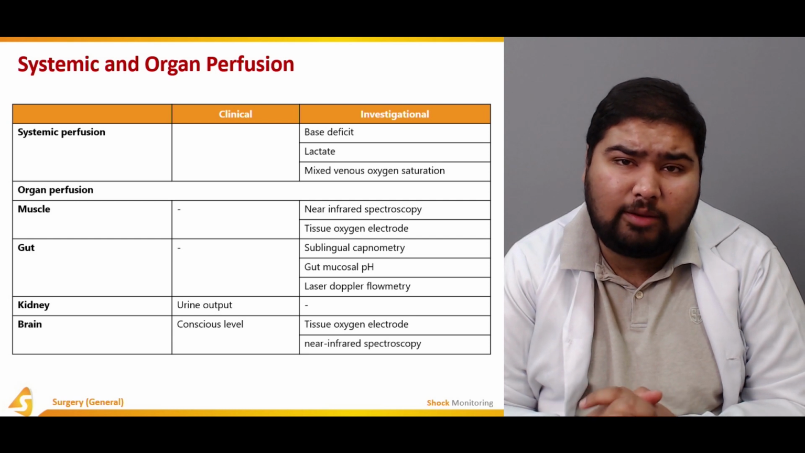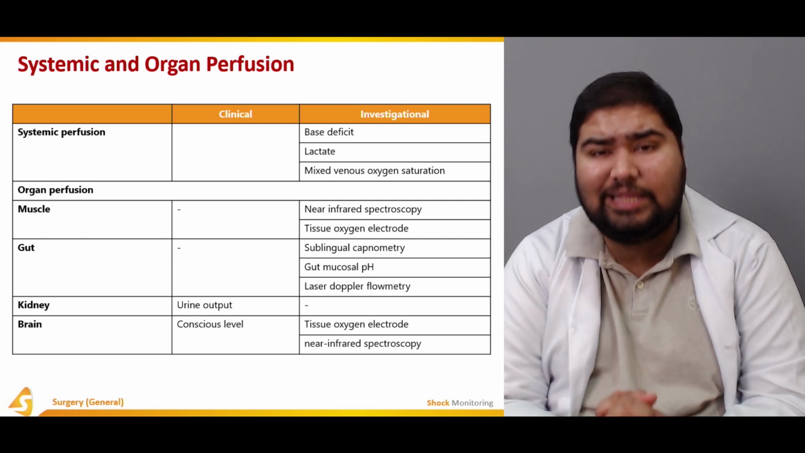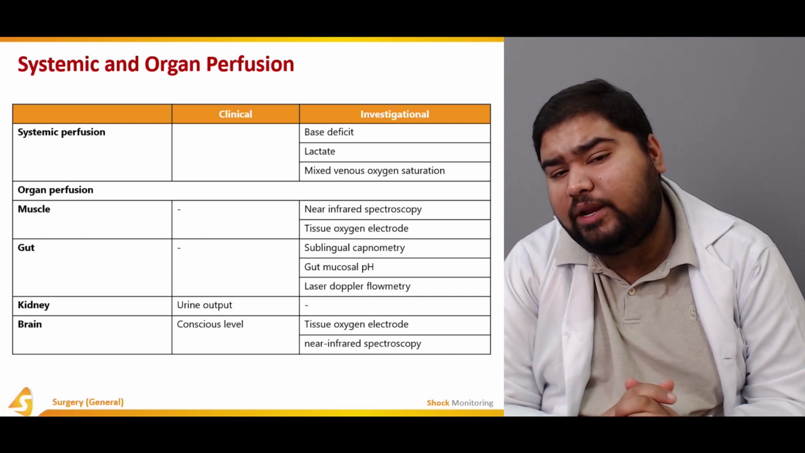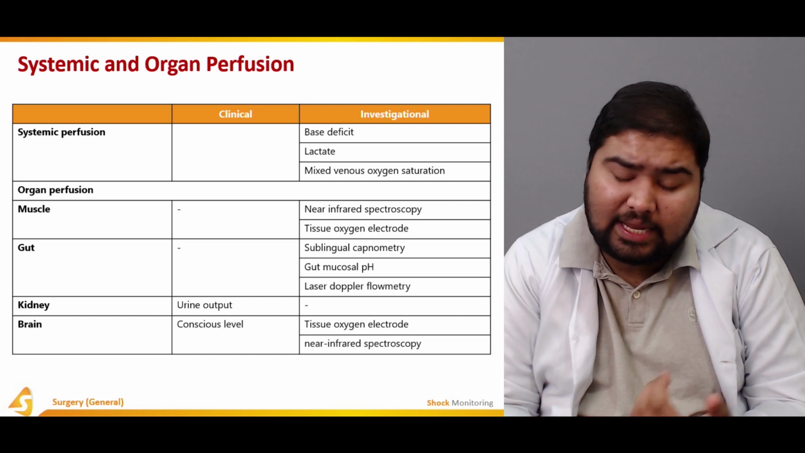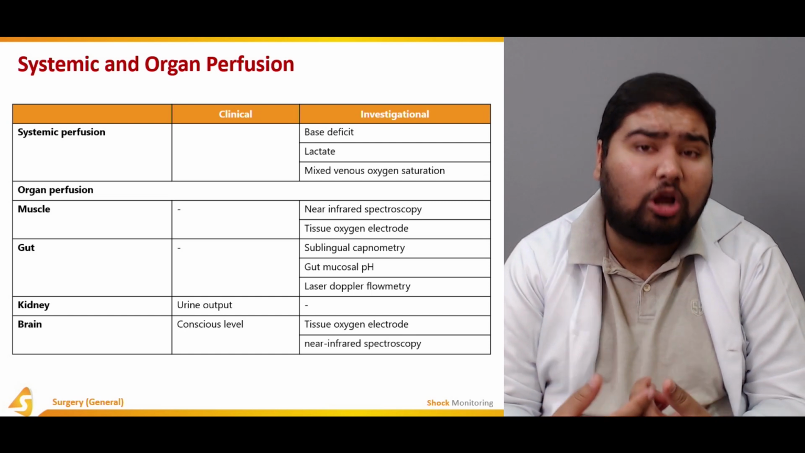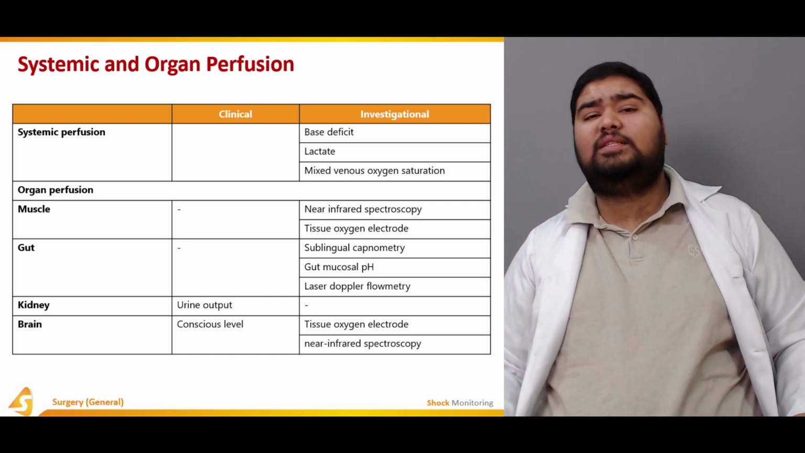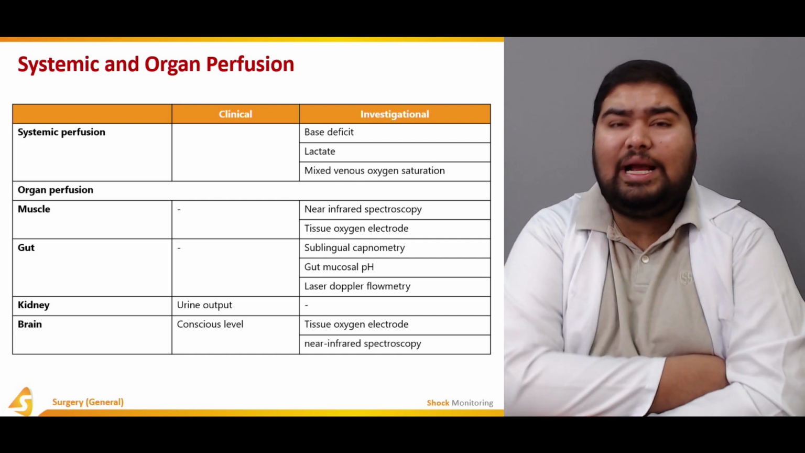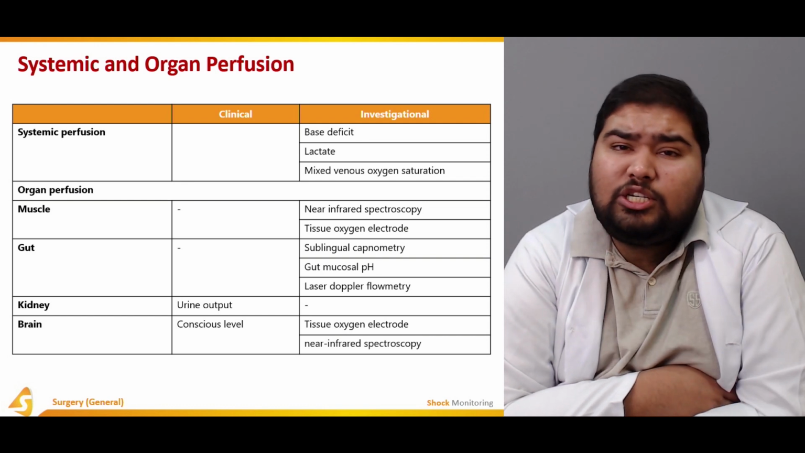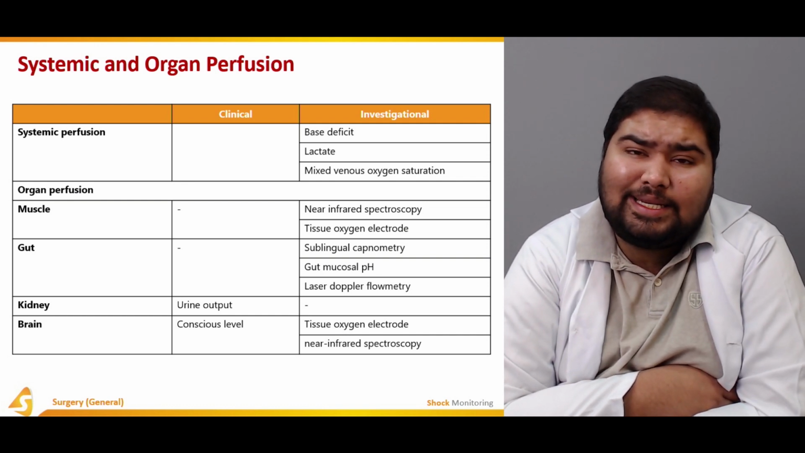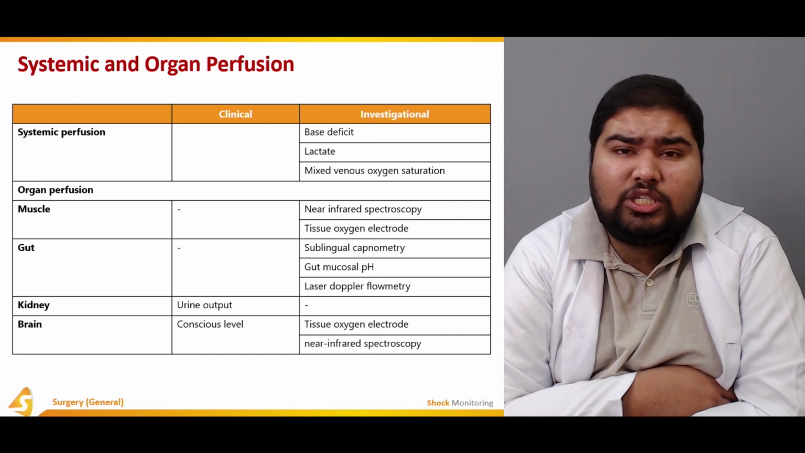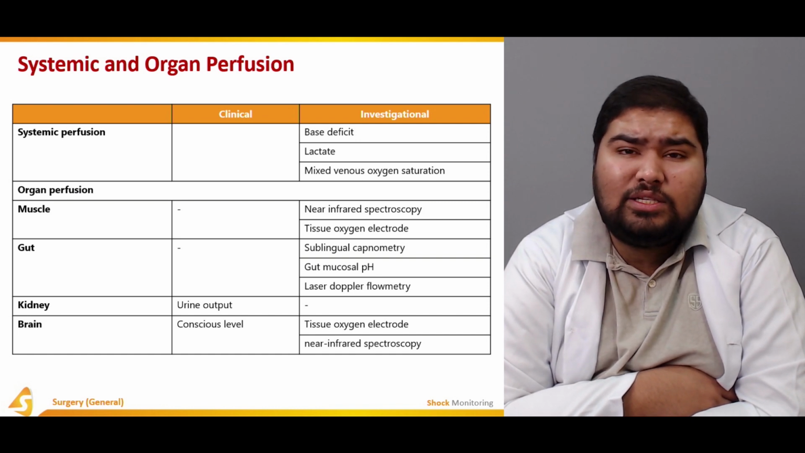It increases with the accumulation of lactic acid in the body. Lactic acid accumulates due to anaerobic respiration, and this anaerobic respiration is due to shock. So the greater the base deficit, the greater the shock is in the body. Now again, lactate in itself is accumulated due to the shock. Increase in lactate increases the severity of shock. So mixed venous oxygen saturation is the amount of oxygen that is consumed in the body.